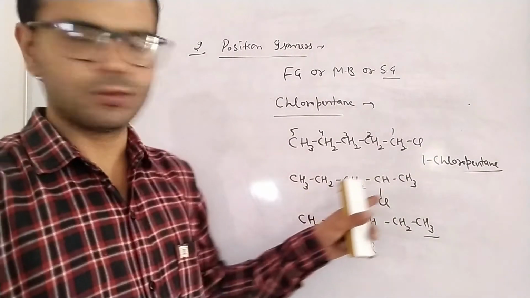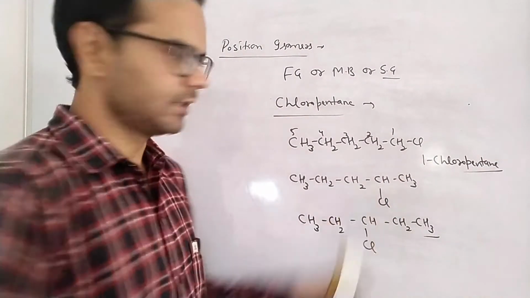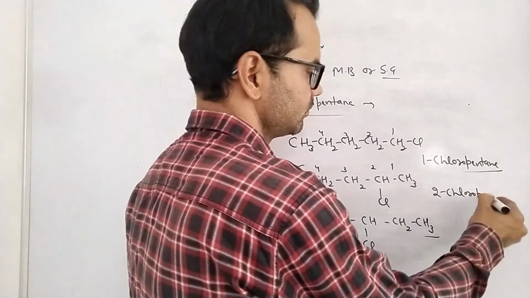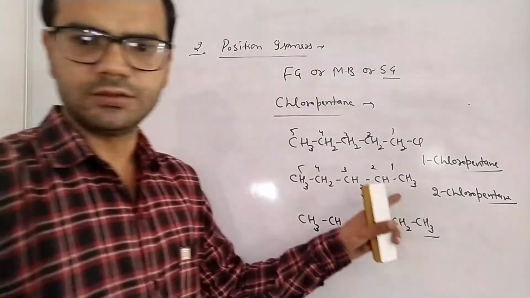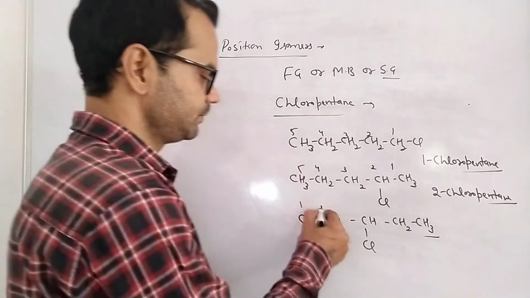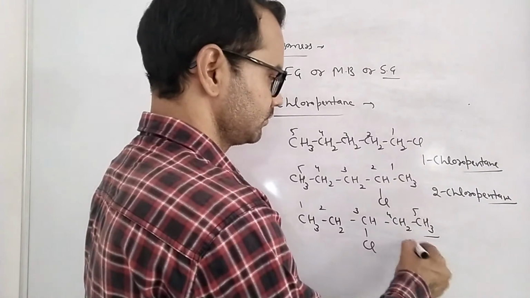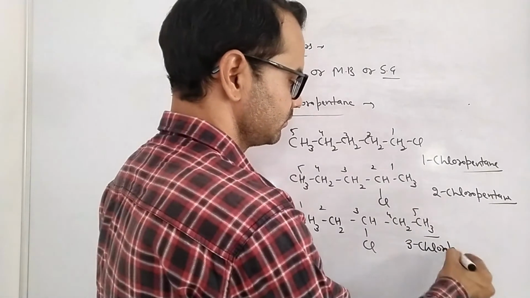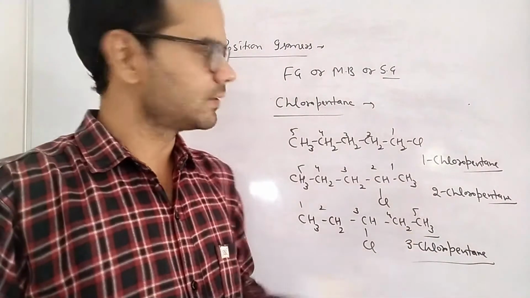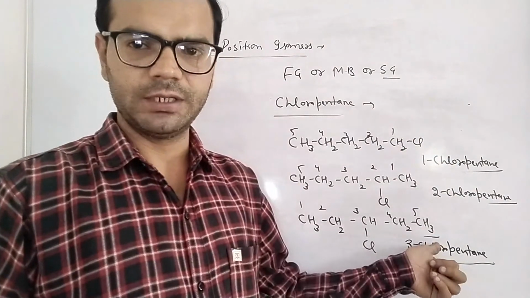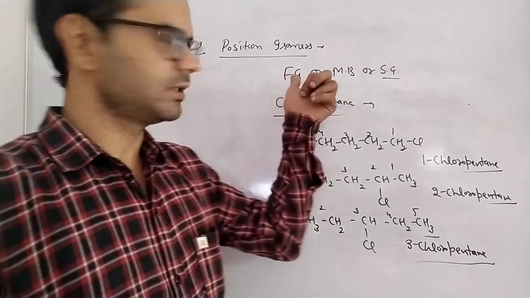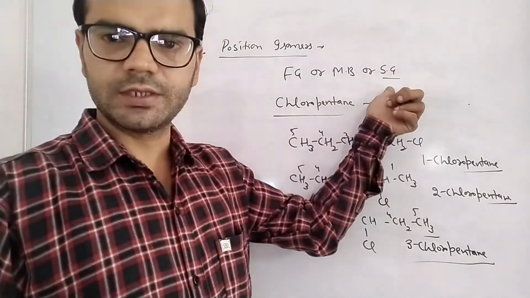In the second case, we can see the position of chlorine is different. It is attached to the second carbon. This is 2-chloropentane. And in the third structure, we can see chlorine is attached to the third carbon. This is 3-chloropentane. So 1-chloropentane, 2-chloropentane, and 3-chloropentane are position isomers. That is for position isomers: different position of a functional group, multiple bond, or a substituent group.